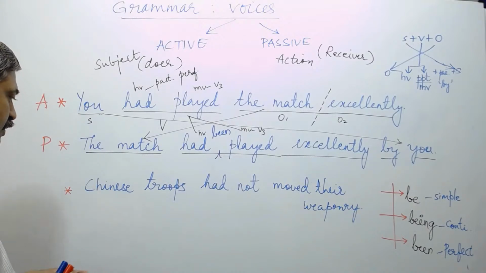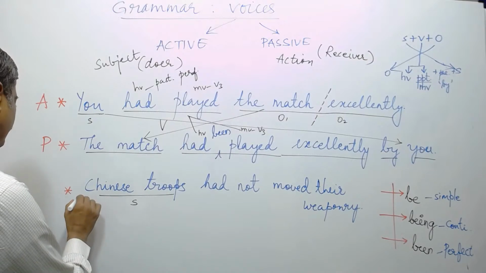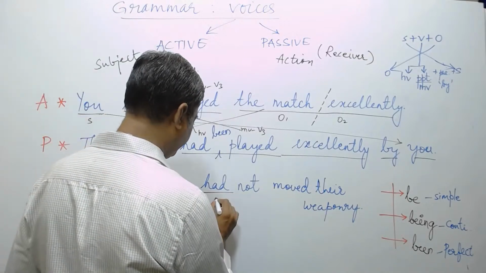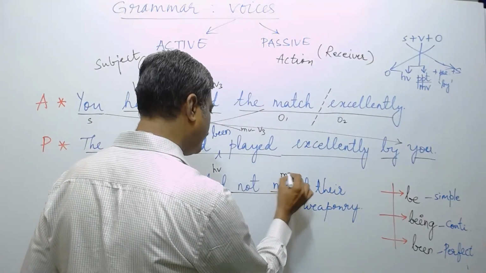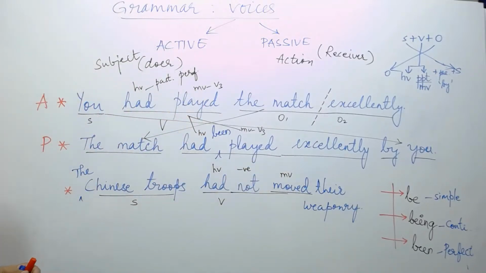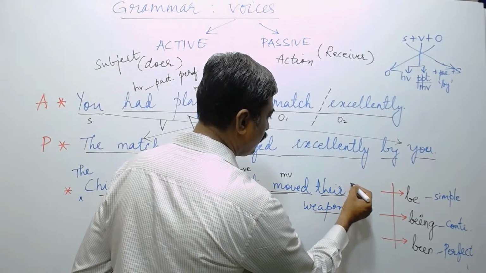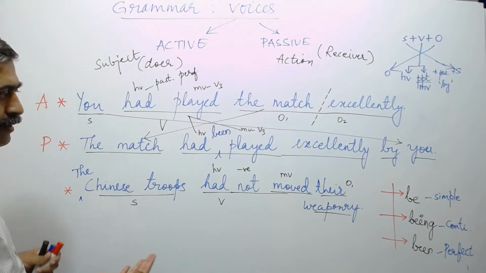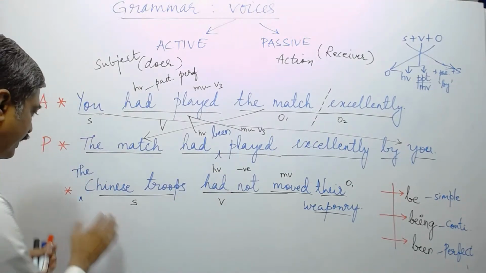So now if we analyze the sentence, what do we get here? I must use a definite article here: the Chinese troops. And what's the verb here? Had not moved. They hadn't: helping verb, main verb and the negative. What hadn't they moved? They hadn't moved their weaponry. They were supposed to move back into their territory from transgressing into the Indian territory along with their weaponry. But they did not move out with their weaponry, is what the sentence tells here.